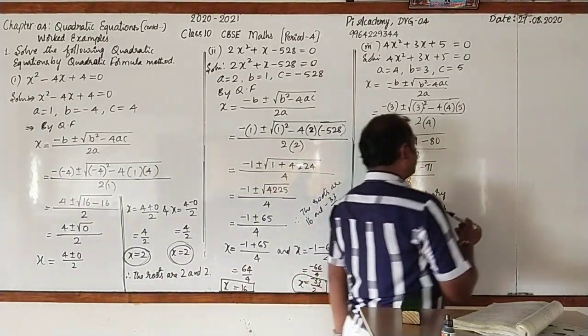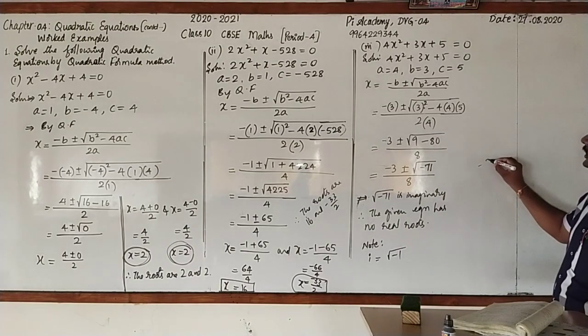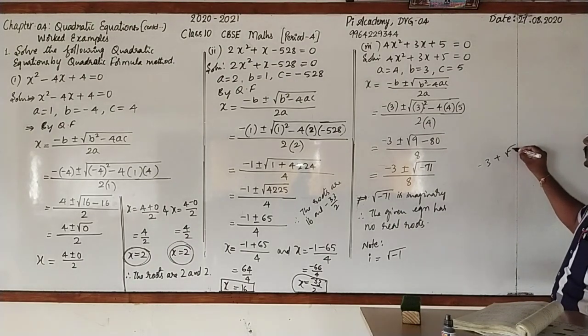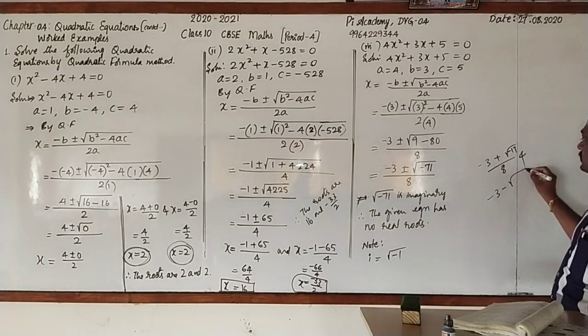What do you say about the roots? Here, you can write that minus 3 plus square root of minus 17 divided by 8 and minus 3 minus root minus 17 divided by 8.